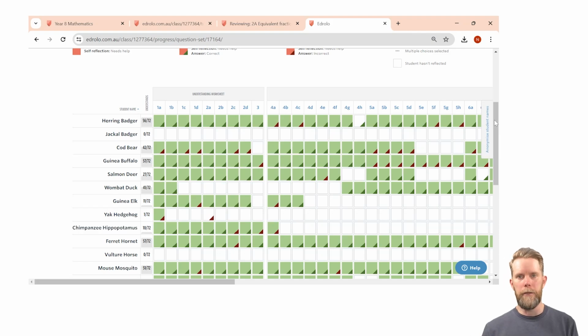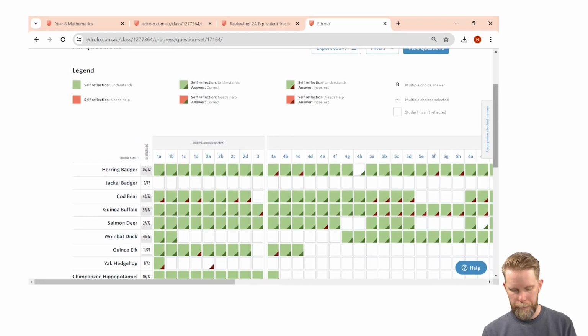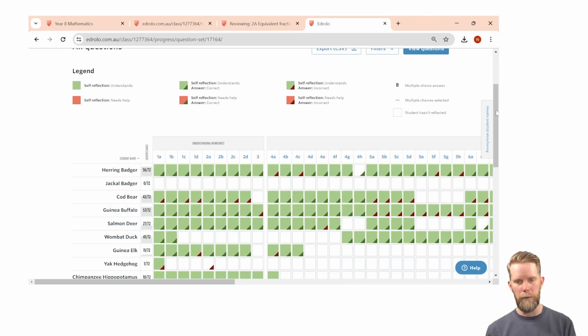So when you click into this, you get this grid with all the student responses. There's a legend at the top to help you understand as well, because this is showing you a lot of information. The background color is showing you the student self-reflection. Then we're looking for the little green icons or the red icons in the corner to indicate whether the student got the question right or wrong.